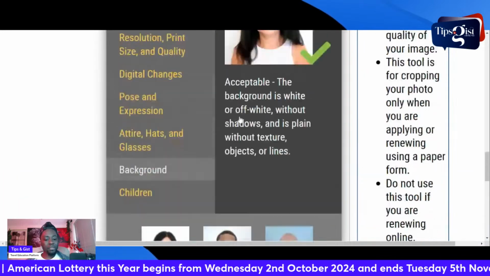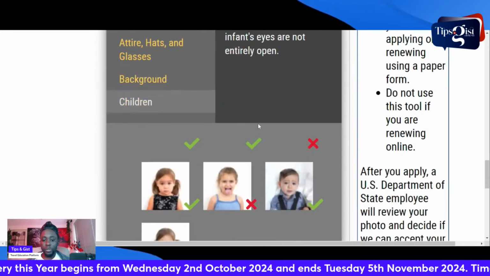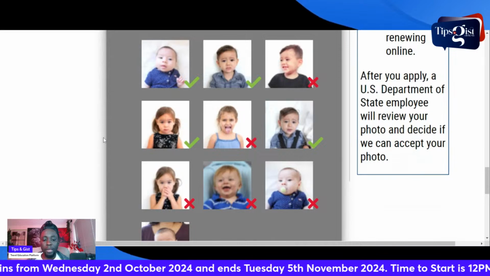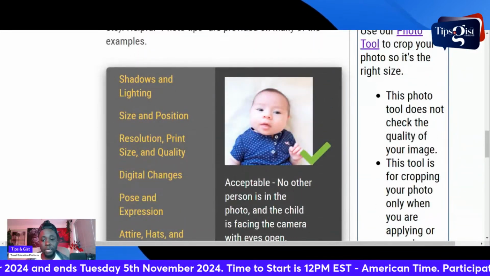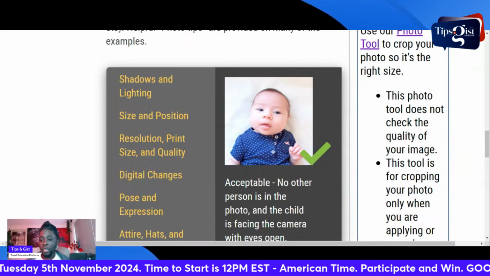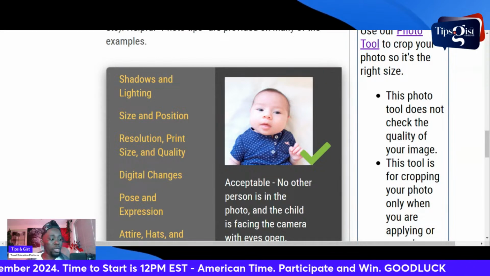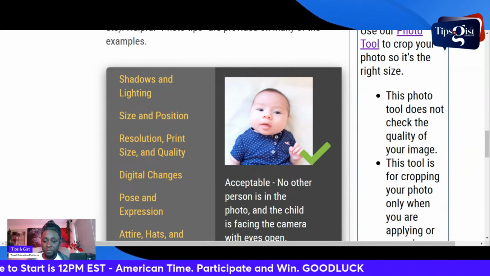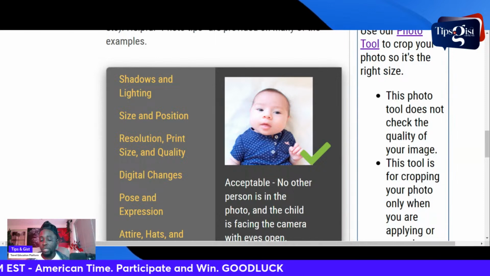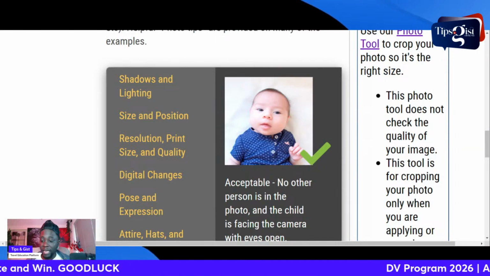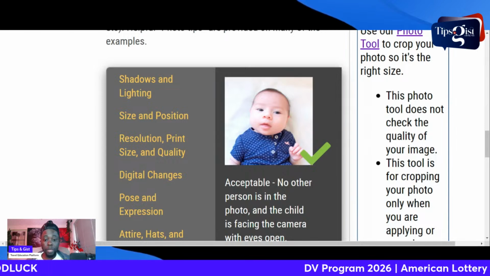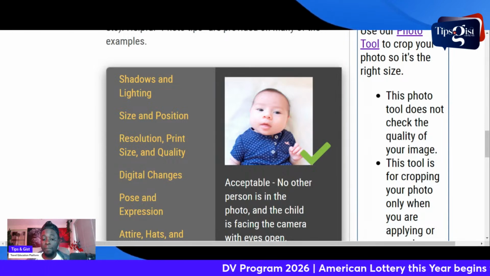Now, the last one to discuss about your appearance is children, how to take photos of children. Everybody is required to take a photo. If you are including your spouse and your children, you have to take photos of your spouse and your children. If you cannot take their photos, don't add them to your application because you cannot submit it. Anybody you include, you need to upload.